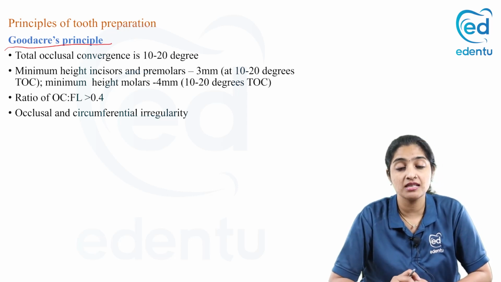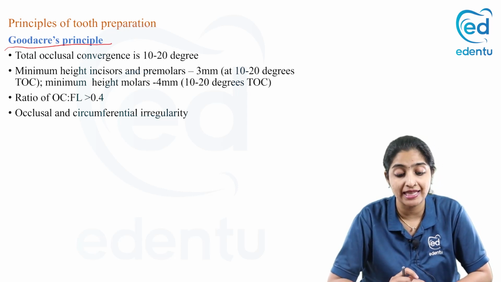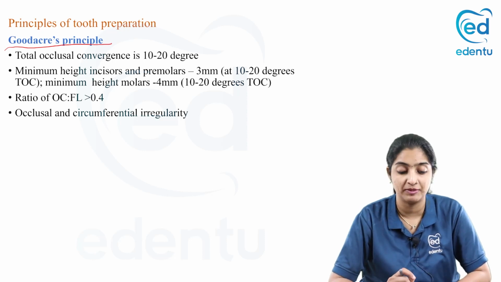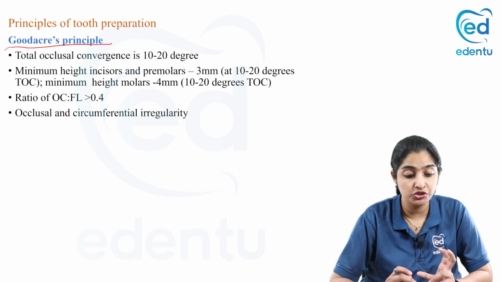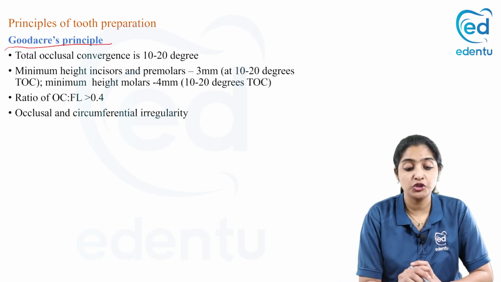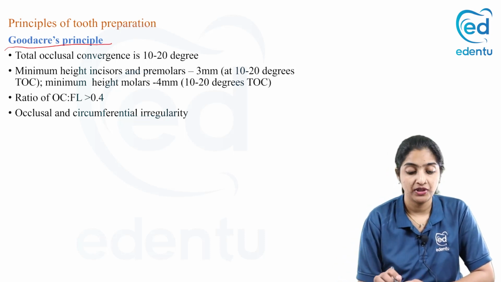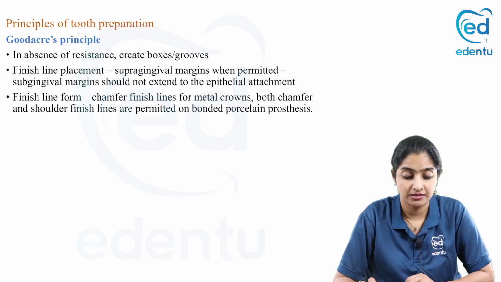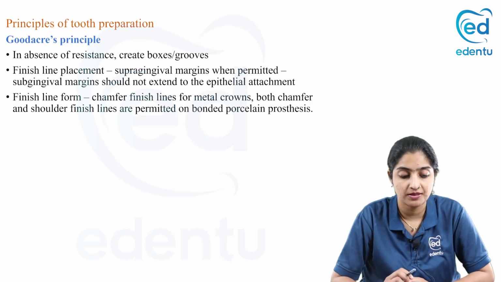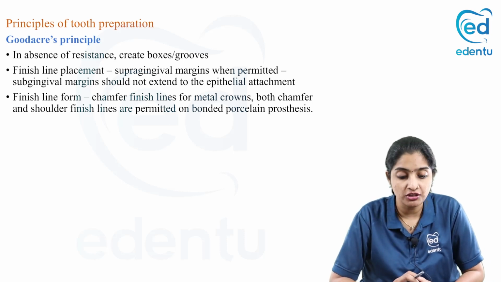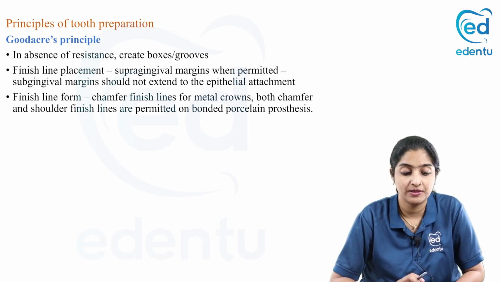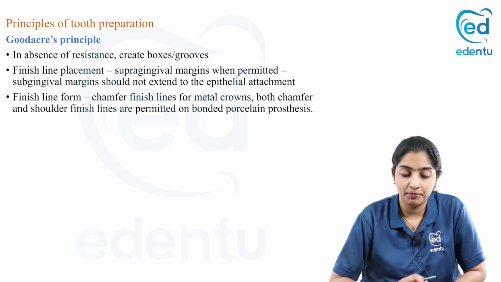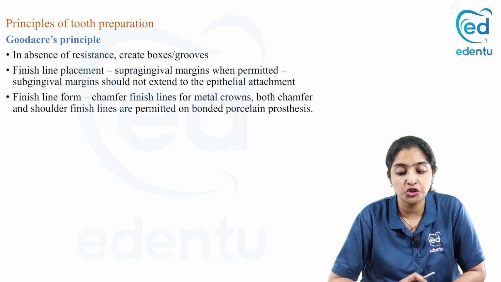Minimum height of the incisors and premolars should be around 3 millimeters and that of the molars should be around 4 millimeters. Now, the ratio of the occlusal level to the finish line should be greater than 0.4. Occlusal and circumferential irregularity should be maintained for better retention of the prosthesis. In absence of retention, you can create boxes or grooves. Finish line placement: supragingival margins were permitted. Subgingival margins should not extend to the epithelial attachments.